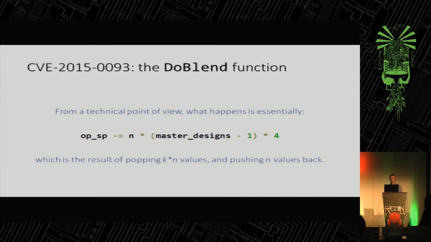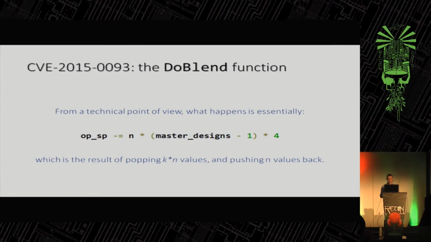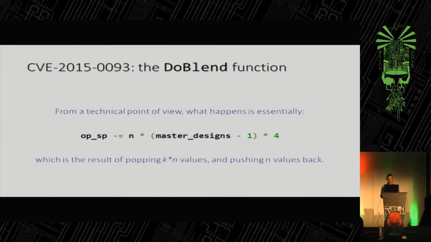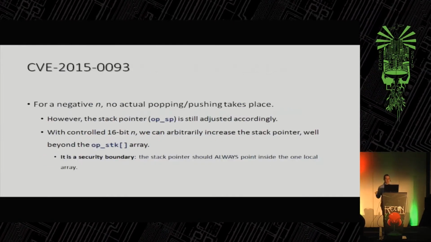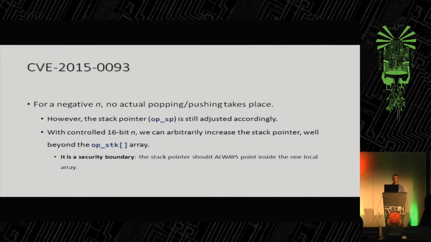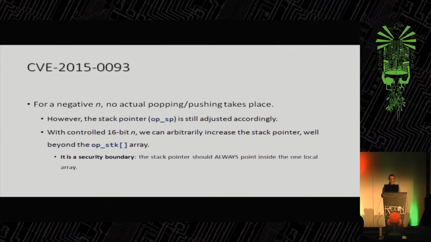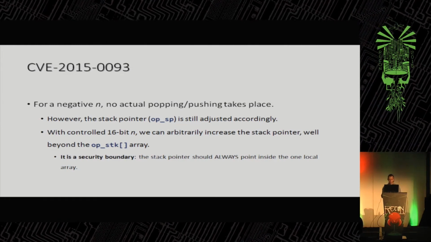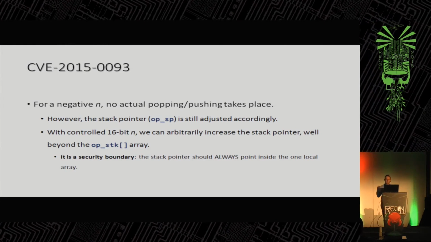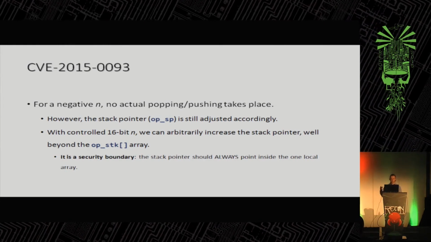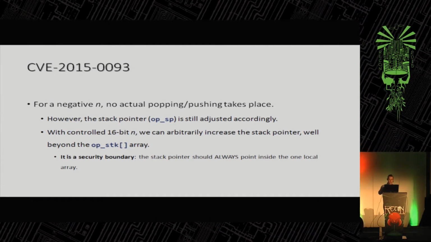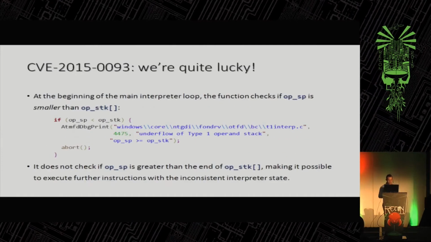From a technical point of view, what happened is just that OPSP is decremented by this expression. The times 4 obviously comes from the fact that 4 is the size of operands on the stack. And yeah, it's all pretty trivial. So what happens for a negative n is that no actual popping or pushing takes place in the doBlend function, but the operand stack pointer is actually adjusted according to the formula that I've shown. So with a controlled 16-bit n, we can arbitrarily control the stack pointer beyond the operand stack array. And it is a security boundary, because normally the stack should always be within that local array.